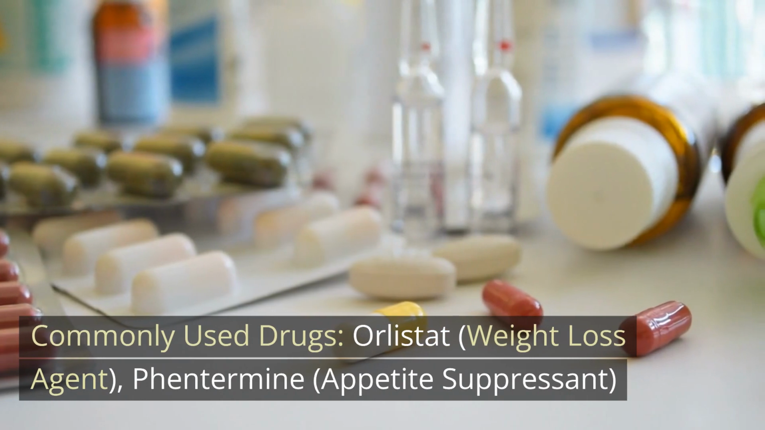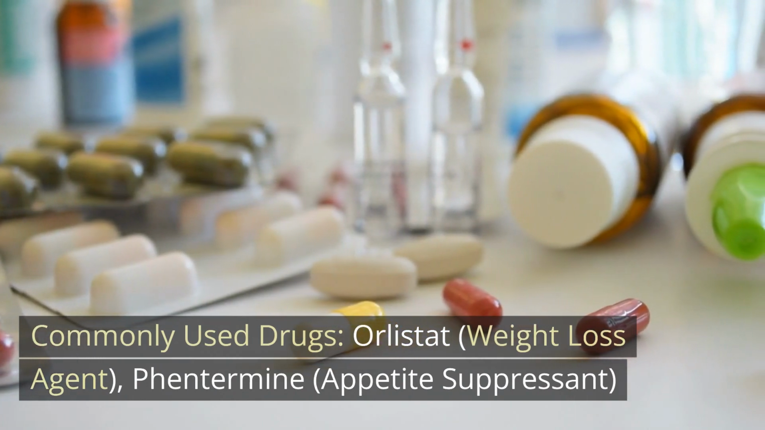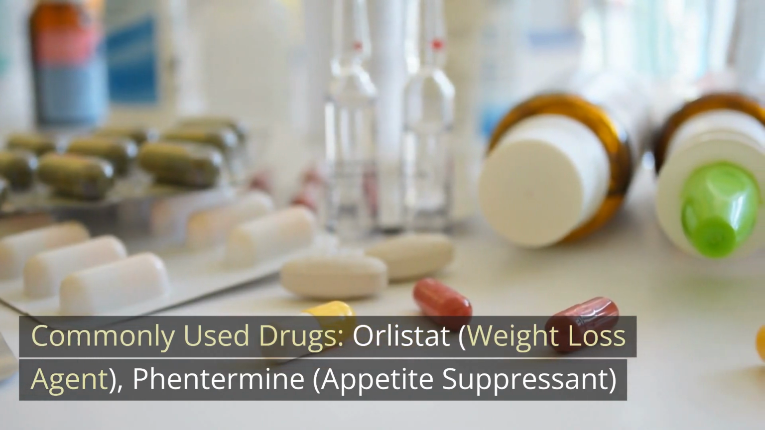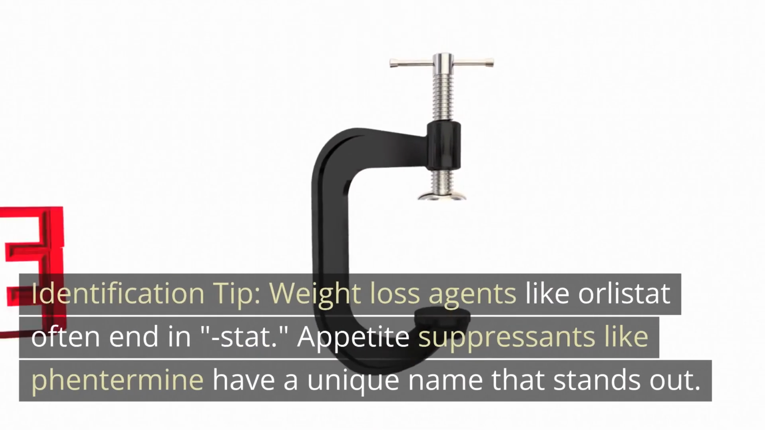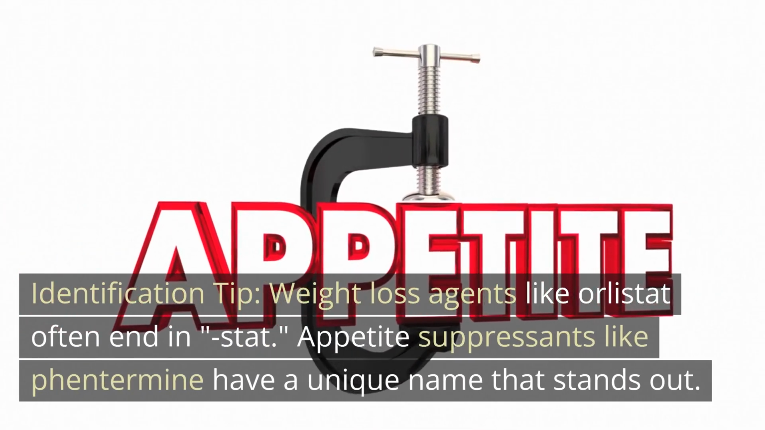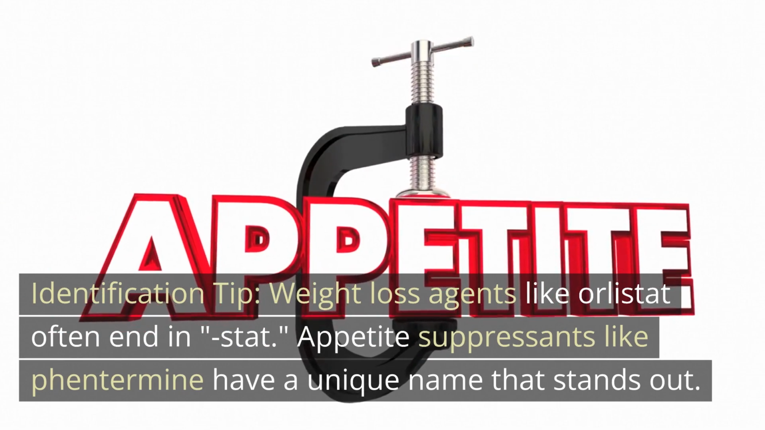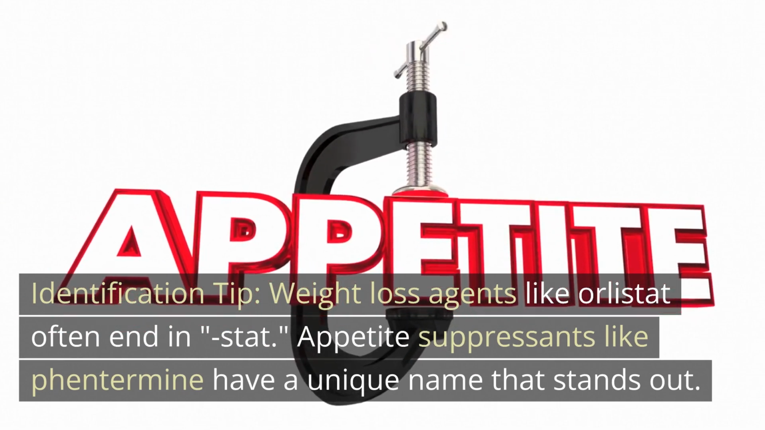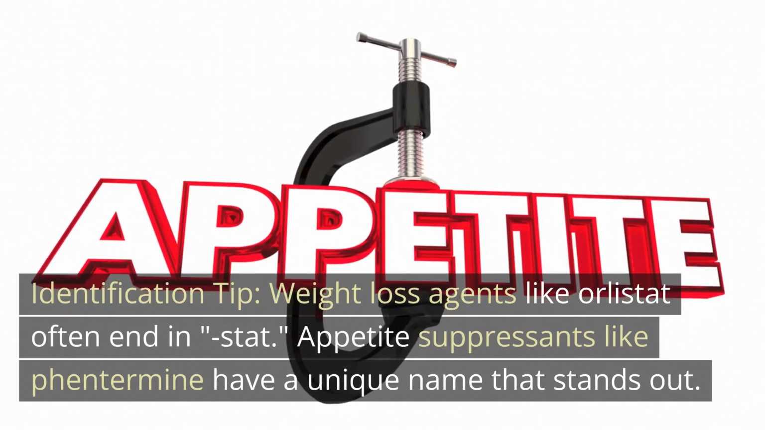Commonly used drugs. Orlistat, weight loss agent. Phentermine, appetite suppressant. Identification tip. Weight loss agents like orlistat often end in stat. Appetite suppressants like phentermine have a unique name that stands out.